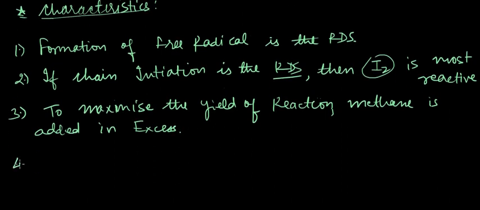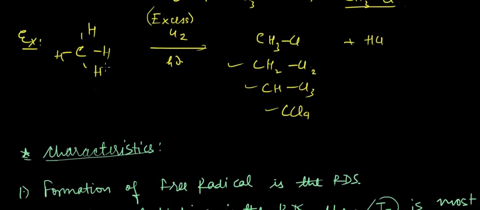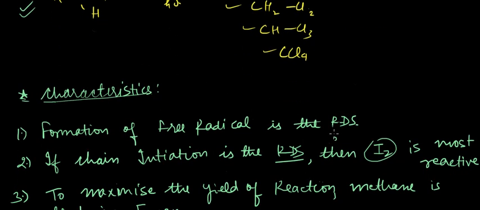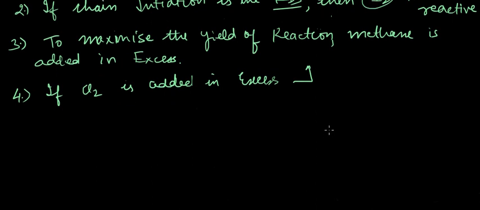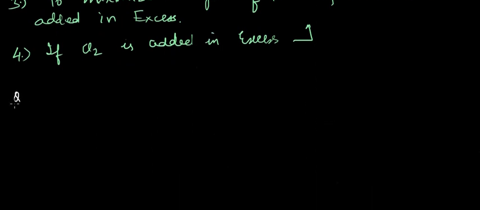Okay, next is that if Cl2 is added in excess, the following products will be obtained. So what happens if Cl2 is added in excess? The following products will be formed, which we have already discussed. Okay, next we have a question that you have to find the total number of monochloro products which are formed.